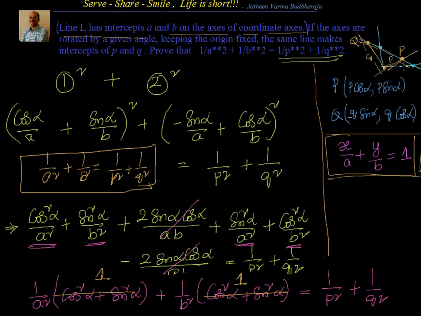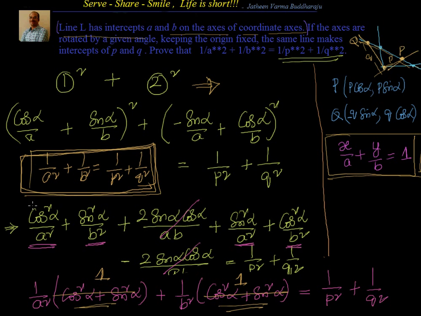So after that we manipulated it, we squared it on both sides, left hand side and right hand side. We simplified it, used a little bit of trigonometric identity, cos square alpha plus sin square alpha equal to 1. We got 1 by a square plus 1 by b square is equal to 1 by p square plus 1 by q square. So that's an interesting example from equation of straight lines.